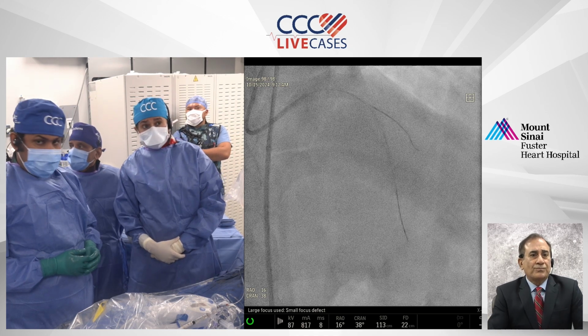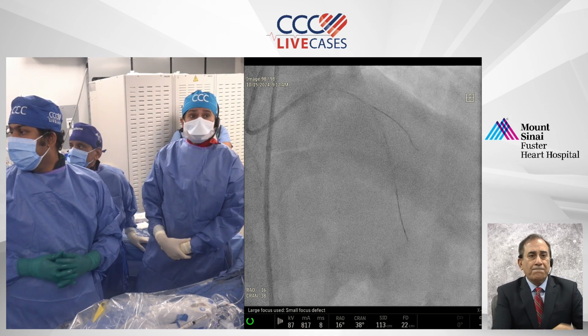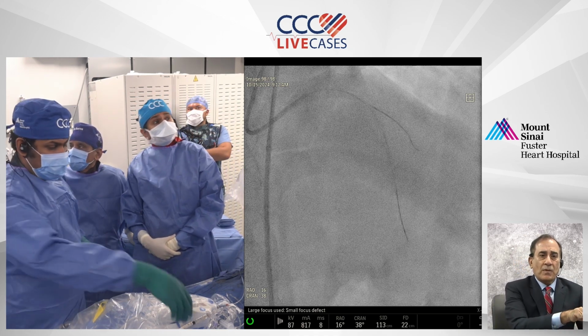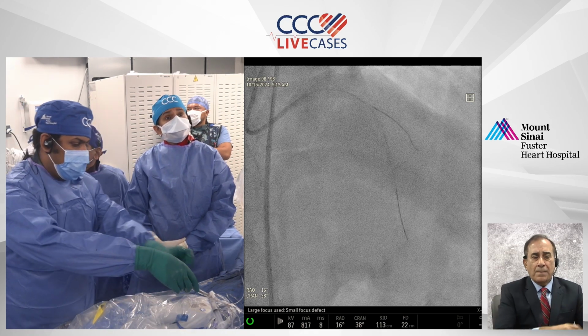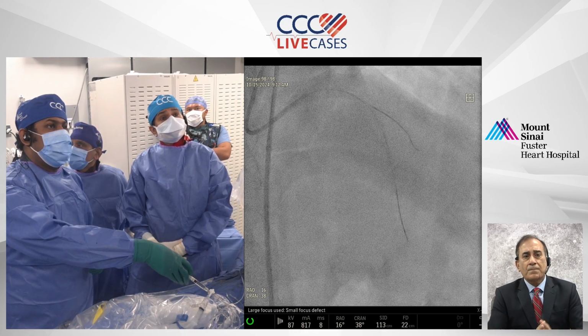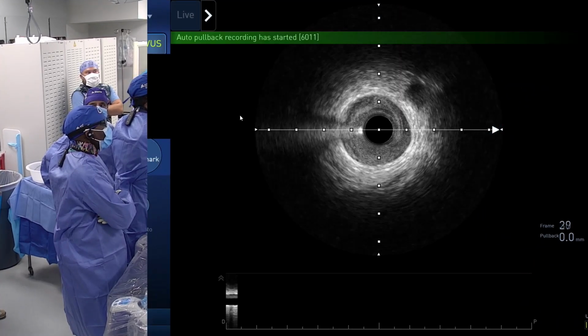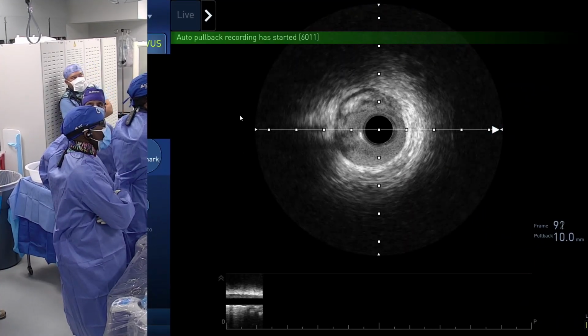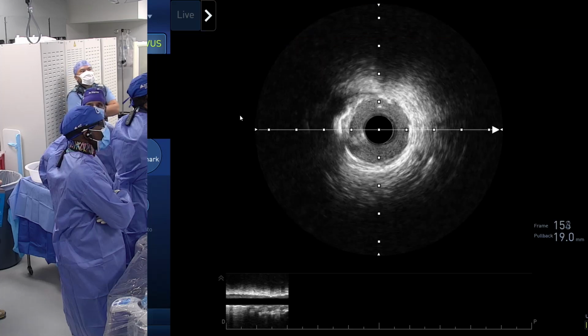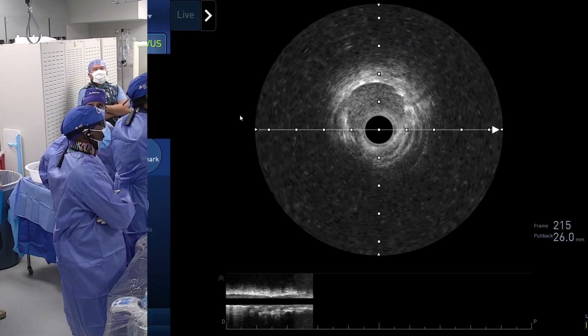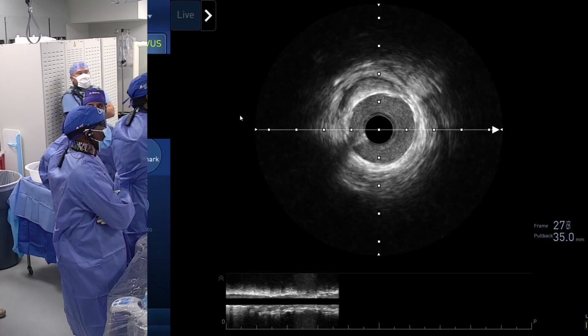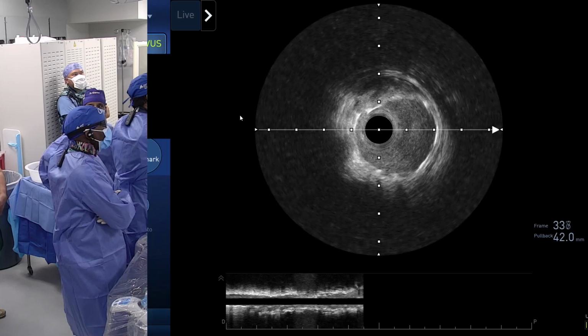Absolutely. Okay, let's change the screen to the IVUS. So you need to do the IVUS first, before you do the drug-coated balloon. You're done with the procedure. Yeah, the distal edge looks good. Okay, the stent is 4, and the vessel is 2 millimeters?